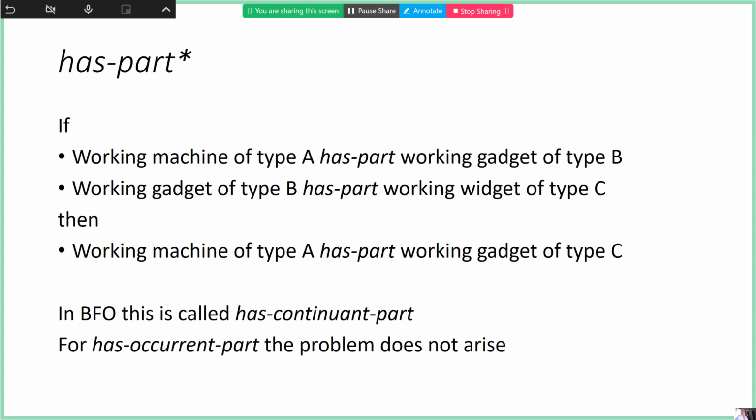So that can be dealt with already here. If you're allowing your machine to have different types of gadgets which fill the C slot in the machine, then you would not assert working machine of type A has part working gadget of type C. You would have working gadget of type C1 or type C2 and so on. Okay. So these are meant to be universal, and that means you have to change them if you allow different types of gadgets to do this work.